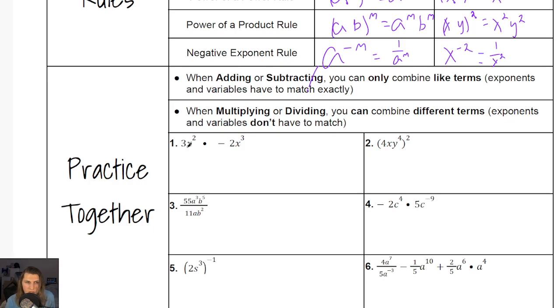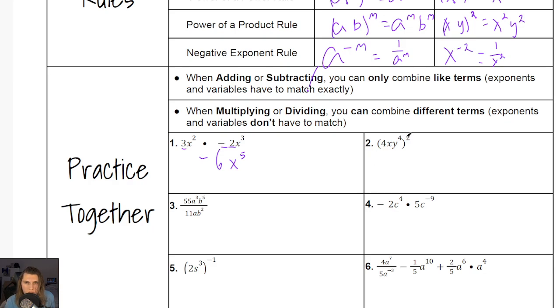So for our first one, we're multiplying, and our first step is to multiply our coefficients together. So we have 3 times negative 2, which is negative 6. And we have x squared times x cubed. So remember, when we multiply exponents, we're adding them together. So this ends up being x to the 5th. We have negative 6x to the 5th.